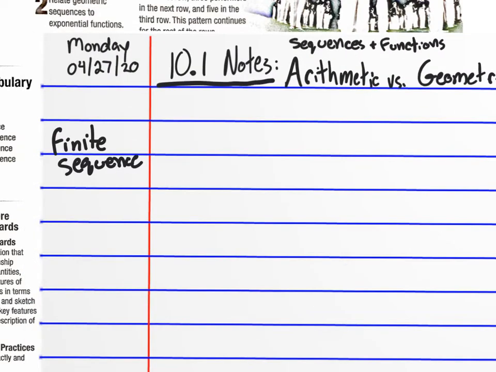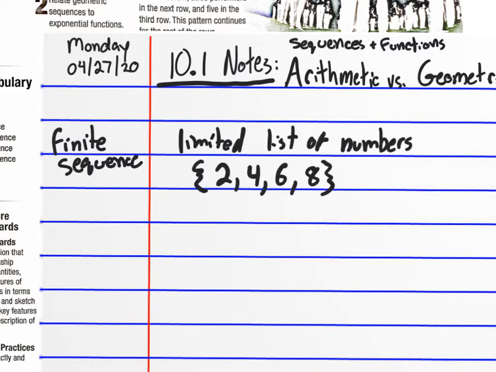For finite sequence, let's put it in our own words. Let's say it's just a limited list of numbers. And I wrote an example right here, 2, 4, 6, 8, and that's it. It's just a list that's 4 numbers long. Yeah, there's a pattern right here. It's the even numbers, 2, 4, 6, 8, but it is limited. There's only 4 numbers in this list, in this sequence.